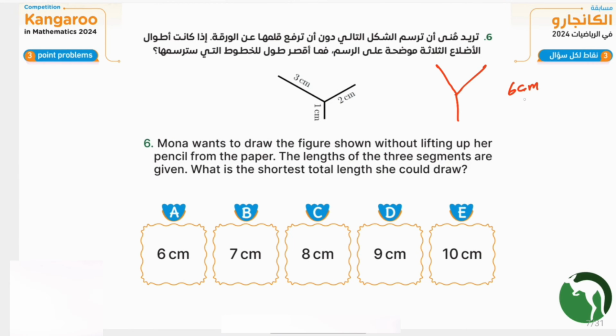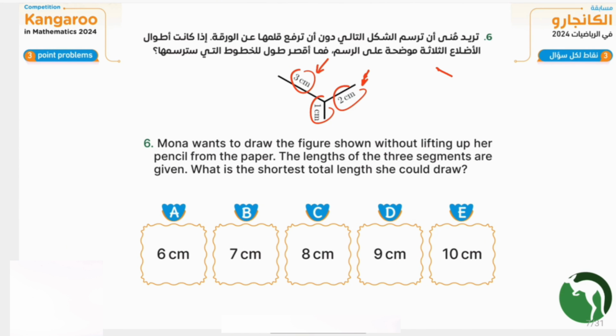But here we have lifted the pencil from the paper. Now we want to draw without lifting up the pencil. So we should start with the longest line, and end up with the second longest line. So we have here 3, 2, and 1. We should start with 3 and end with 2 here. So 3, 1, 2. So let's try now.